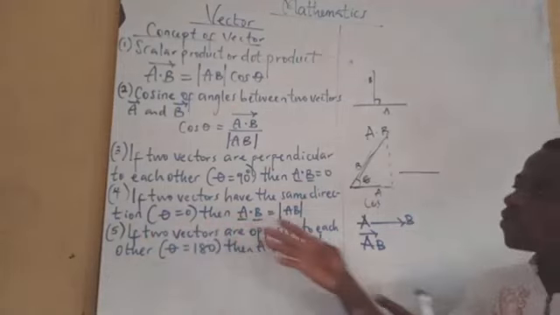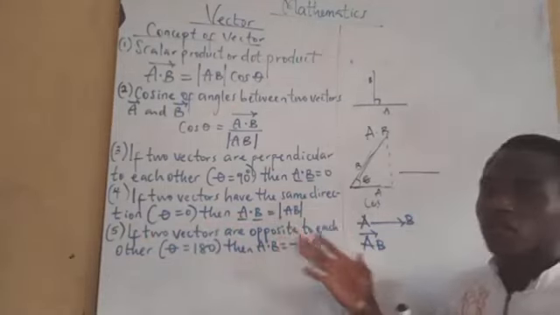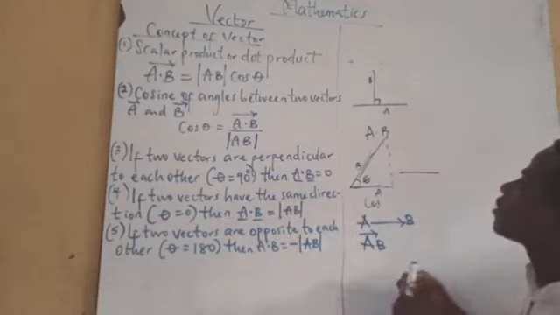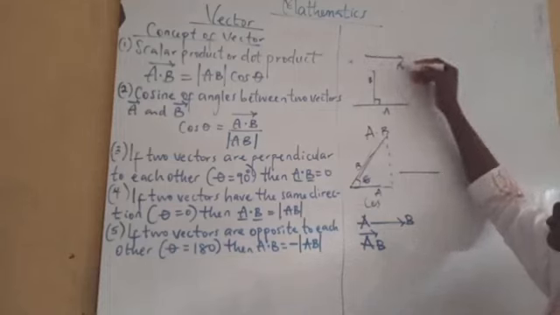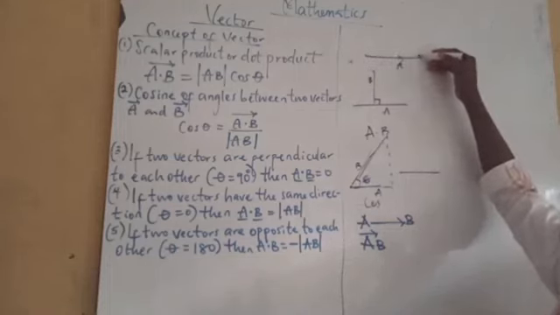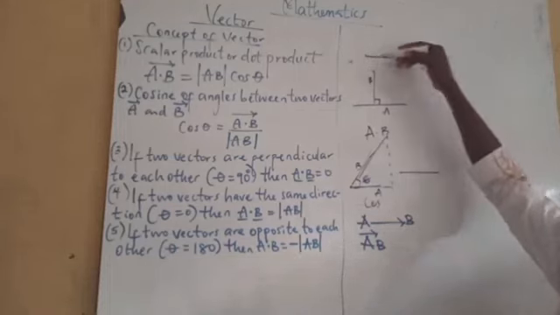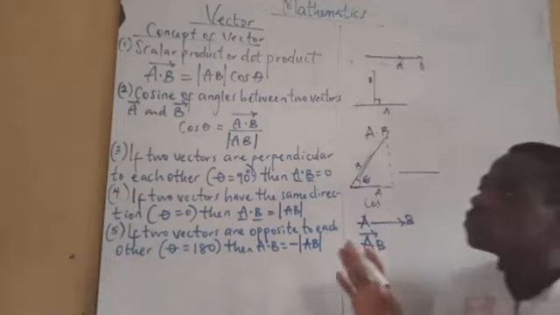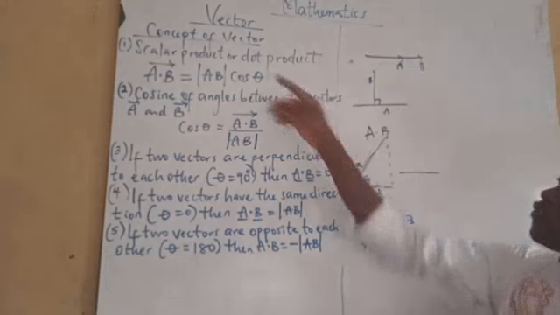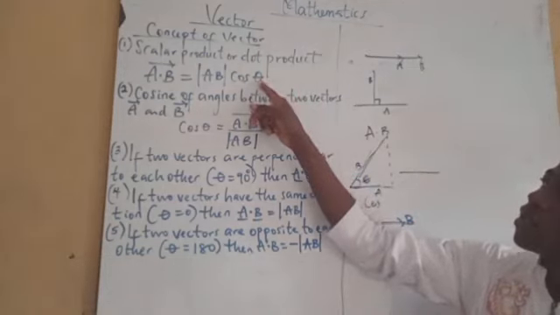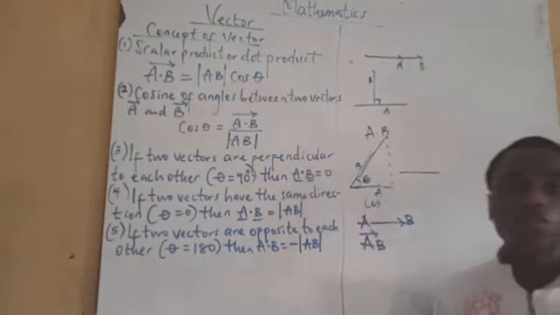Now, if two vectors have the same direction, that is, they are moving in the same way. Let's say we have a vector going in this way, vector A, and another going in this way, vector B. It means they are in the same direction, so no angle is being formed. So our theta is 0. If we insert theta as 0 here, what's cos 0? Cos 0 will give us 1.